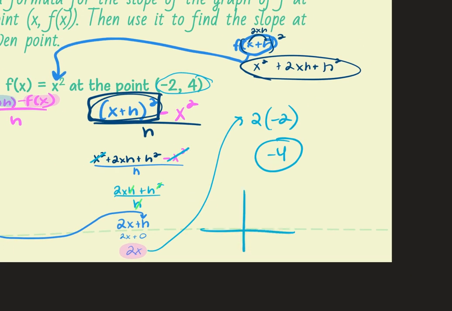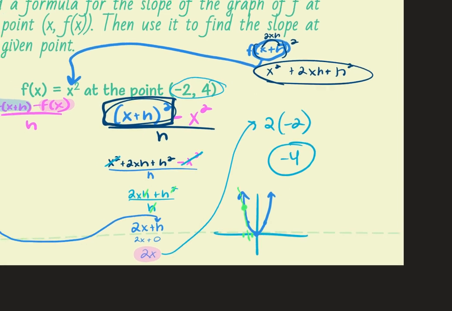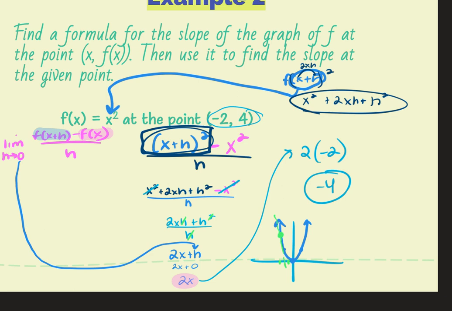So the slope at that given point would be negative 4. If I had actually graphed it, because sometimes we can actually visualize it, it would be a parabola. And if I wanted to know what was happening at negative 2, I'd go up to 4, and I'd want the slope at that point, which you can see would have a negative slope. And if we actually plotted it accurately, we could count it. The rise would be negative 4, the run would be 1.